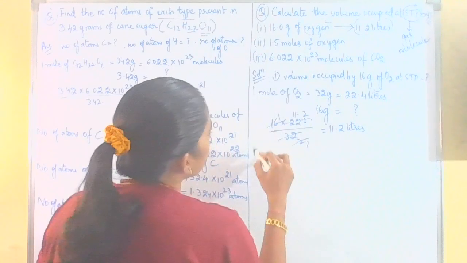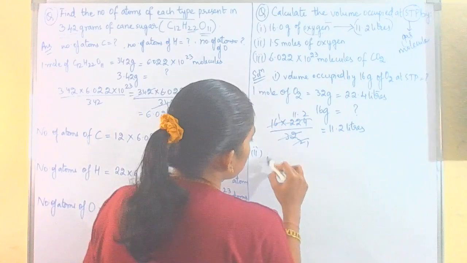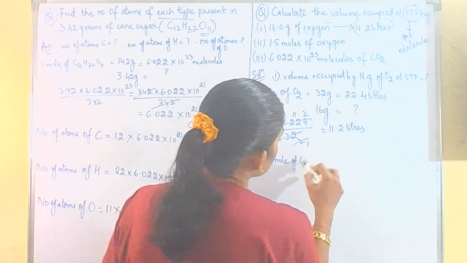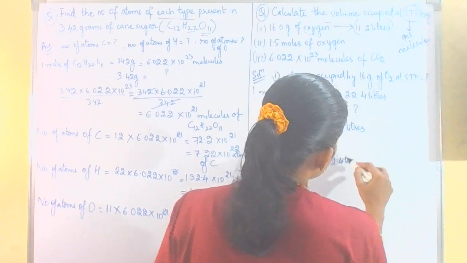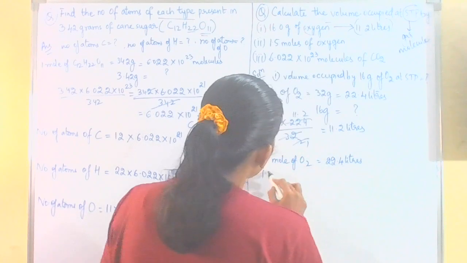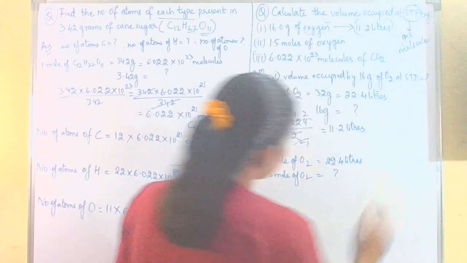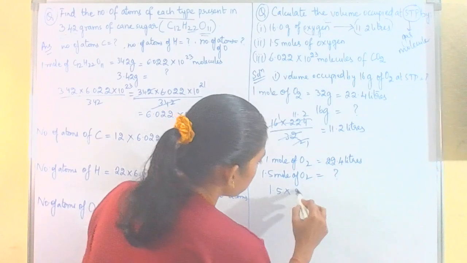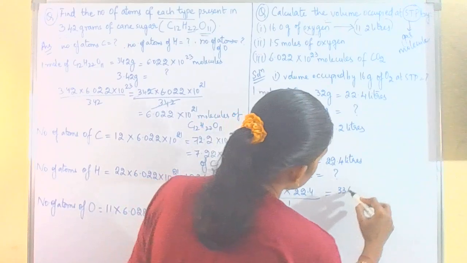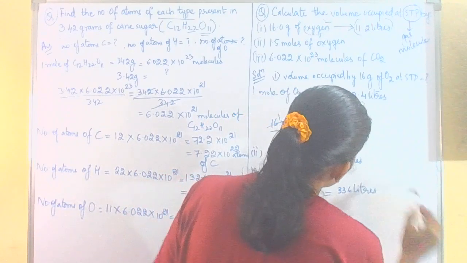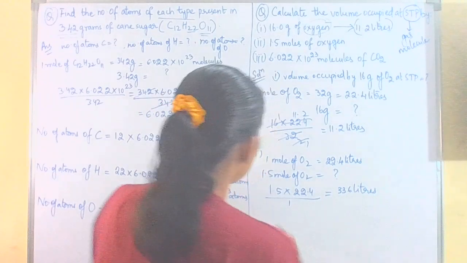Next, the volume occupied by 1.5 moles of oxygen. 1 mole of oxygen occupies 22.4 liters. Then 1.5 moles of oxygen is equal to how much? 1.5 into 22.4 divided by 1, which is equal to 33.6 liters. So the volume occupied by 1.5 moles of oxygen is 33.6 liters.